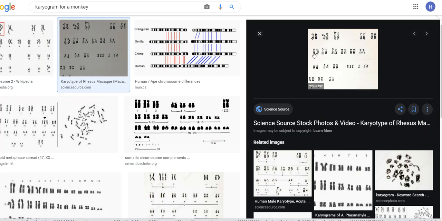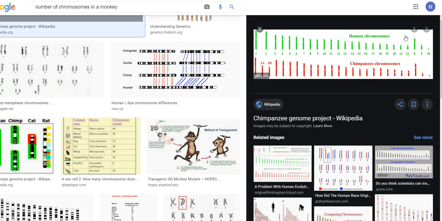1, 2, 3, 4, 5, 6, 7, 8, 9, 10, 11, 12, 13, 14, 15, 16, 17, 18, 19. So yeah, here if you compare the human chromosome with the chimpanzee chromosome, you can see they're mostly the same, except for this 2A and 2B are a little bit different. That's pretty interesting.